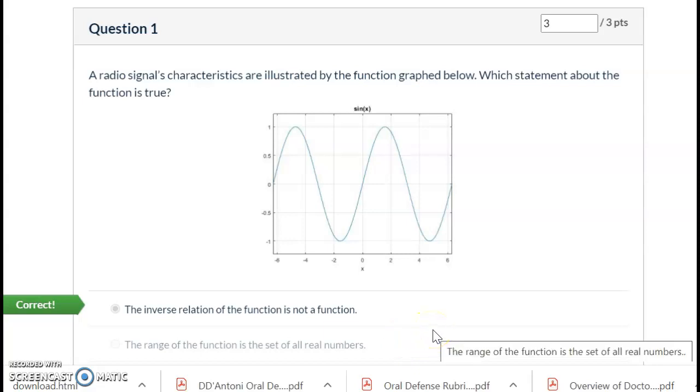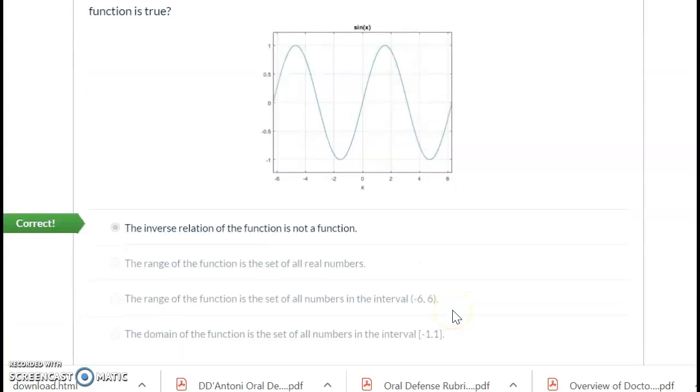For question 1 on quiz 1, we're looking at the radio signal characteristics of this graph. The radio signal's characteristics are illustrated by the function below. Which statement about the function is true? You have lots of different choices here. To go through each choice, the first one we say is correct, but let's talk about why it's correct. Let's go through the other ones first.